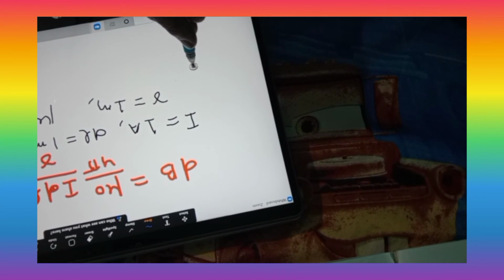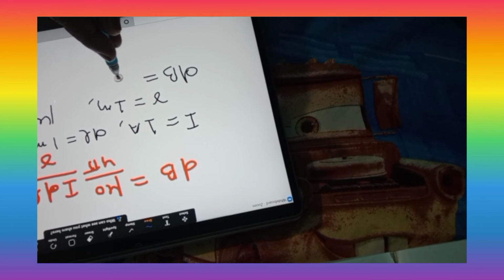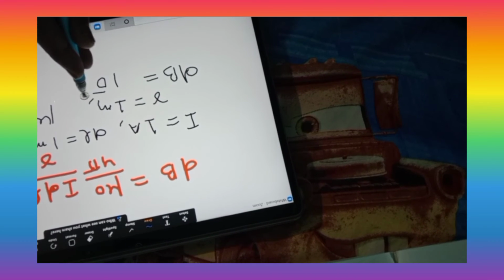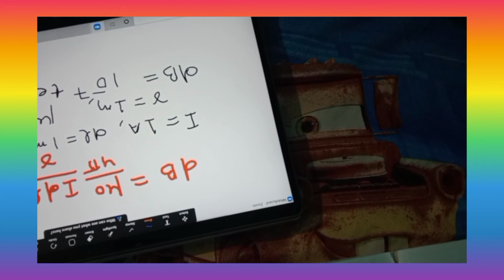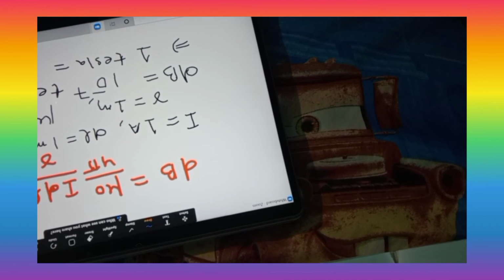If you put these values here, dB will be 10 to the power minus 7 Tesla. That implies, if we take 1 Tesla, we shall get 10 to the power 7 into dB. So can you define 1 Tesla? The SI unit of magnetic field is 1 Tesla.